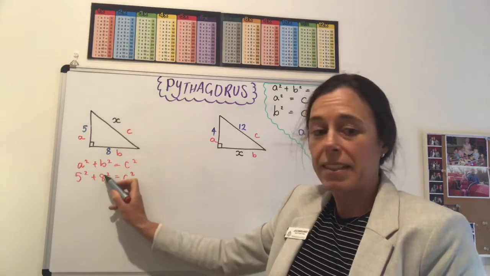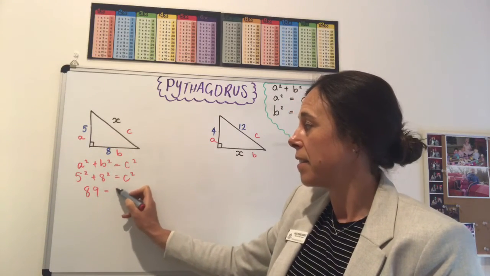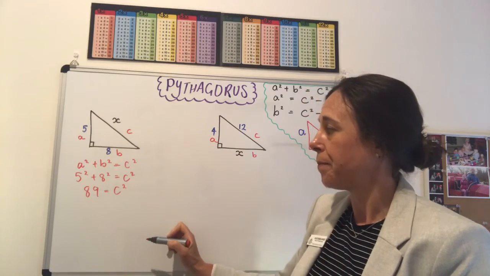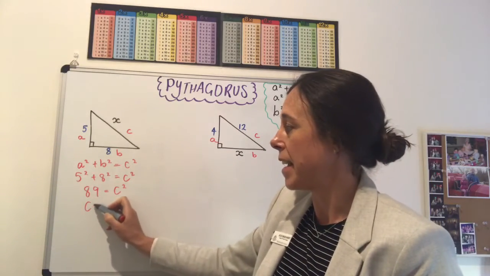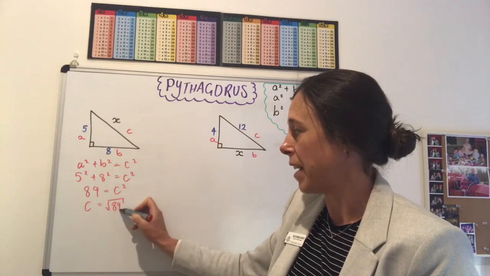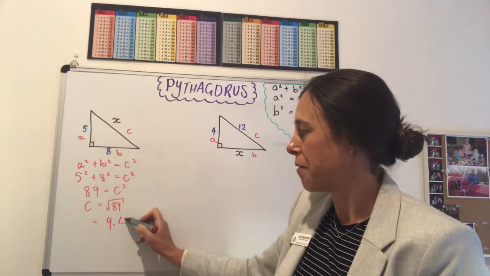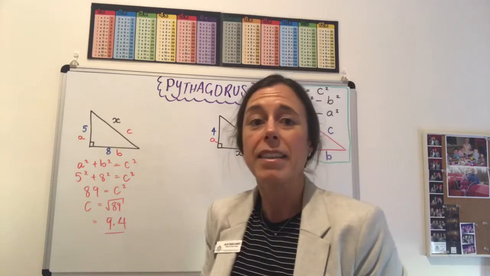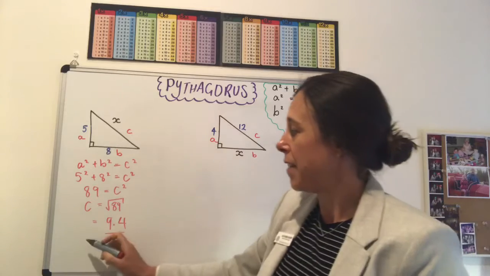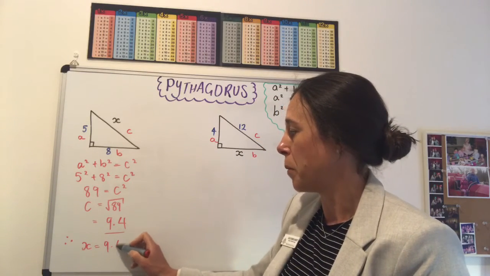25 plus 64 is 89, gives me c squared. And then c on its own is going to be the square root of 89, which is equal to 9.4 to 1 decimal place. So I've found my C, and therefore I can say that x is equal to 9.4.